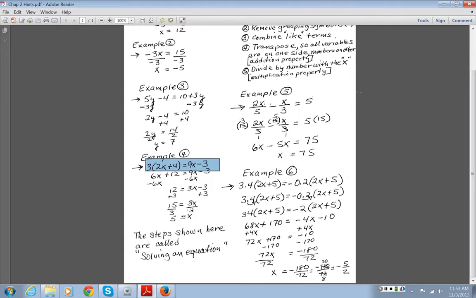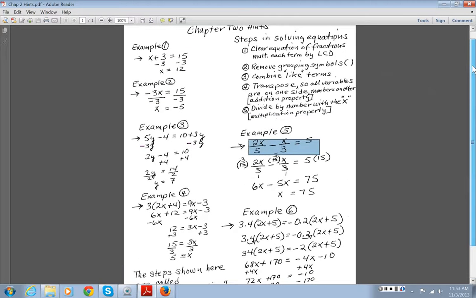All right, going on to example 5. Let me highlight it here for you. We note that this example has fractions. And rule number 1, that I'm sort of hiding a little bit, let me go up there again, says clear equation of fractions by multiplying each term by the least common denominator. Well, here I have a 5 and I have a 3. So what would the least common denominator be of a 5 and a 3? And the answer is 15.